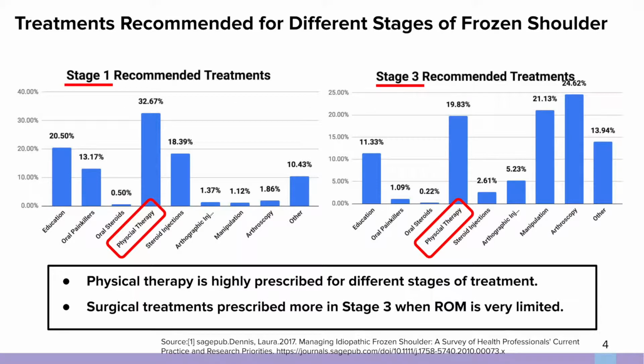Physical therapy is an essential part of treating frozen shoulder and is highly recommended in stage 1. In the latter stages of the condition, when range of motion is very limited, surgical treatments are recommended more. However, the patient still requires physical therapy after surgery.